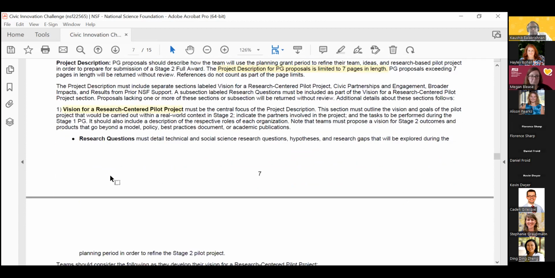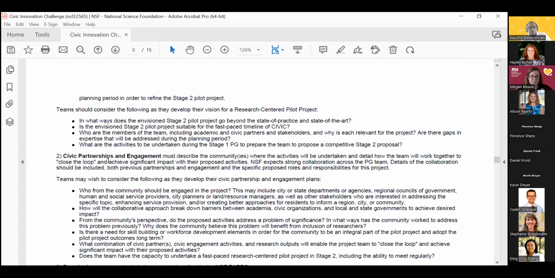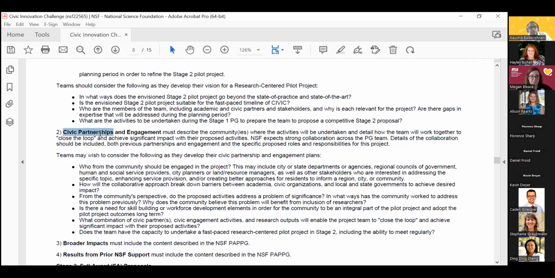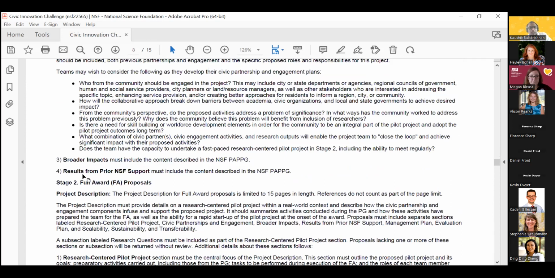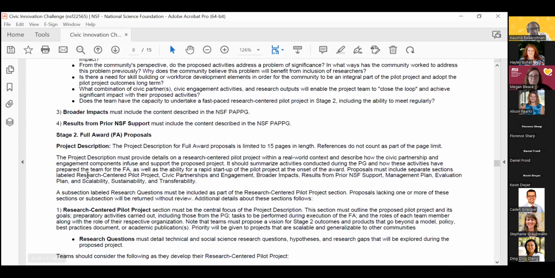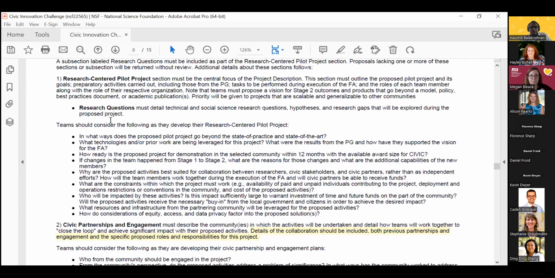They're saying we want to see a vision, we want to see the research questions, obviously. They want to see who the civic partners are and how the engagement would look, what the broader impact is, and the results from prior support. And then for the full stage, they want you to detail far more. They have explicitly asked questions.